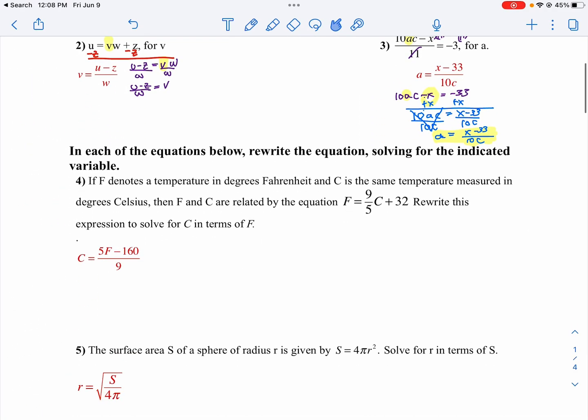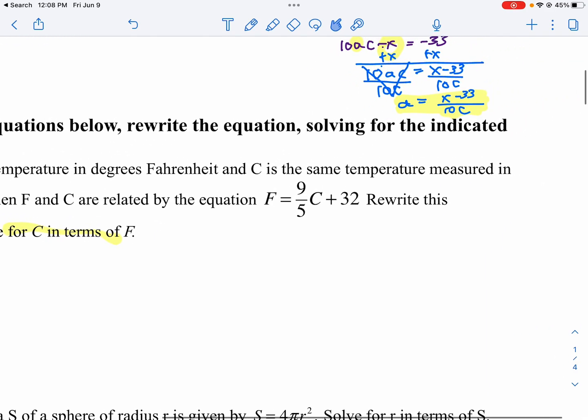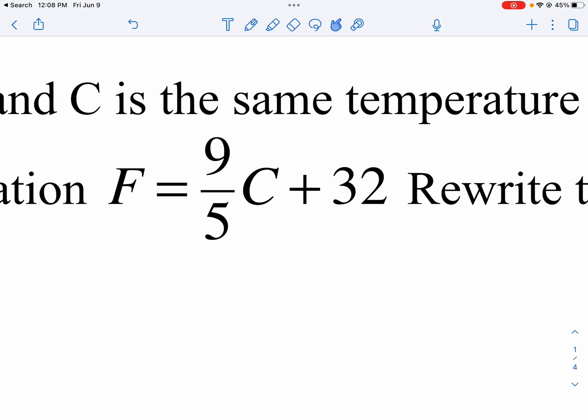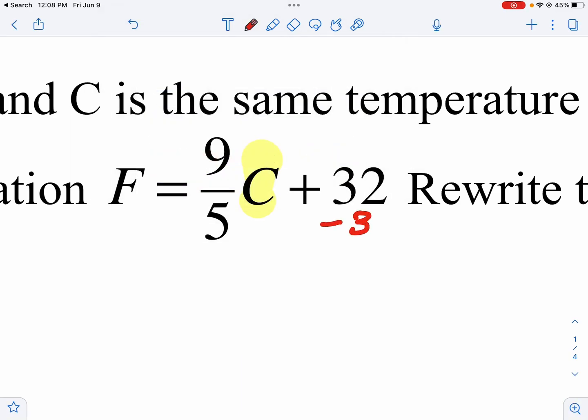Now in question number 4, we're going to do the same thing. I want to get C by itself, is what they're saying. I want to solve for C in terms of F. So I'm going to take a look at my equation here, and I want to get C by itself. So I'm going to undo the adding first. So I'm going to minus 32 from both sides.